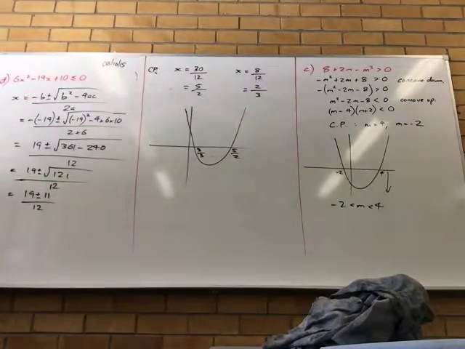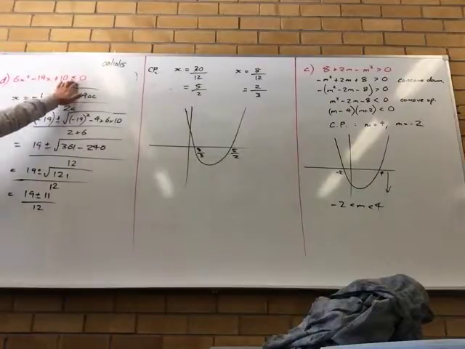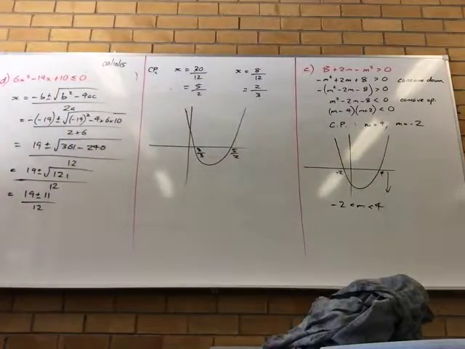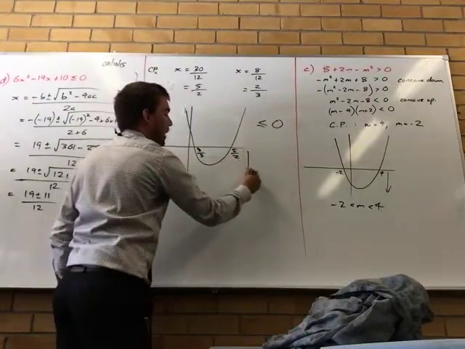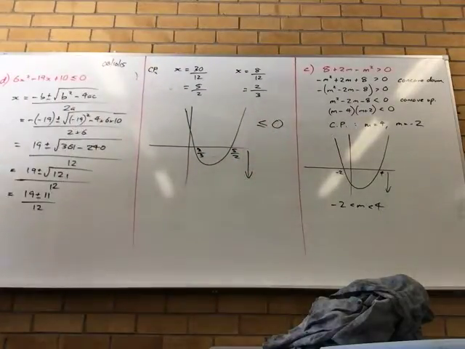Okay, so now we've done the graph, we need to consider the question. So where is this graph less than or equal to 0? Between 2/3 and 5/2. Remember, less than or equal to 0 means we are below the axis. If we are greater than or equal to, we are above, including the critical points.